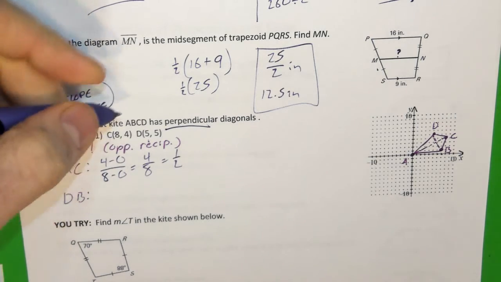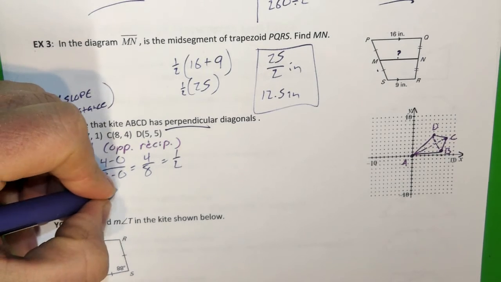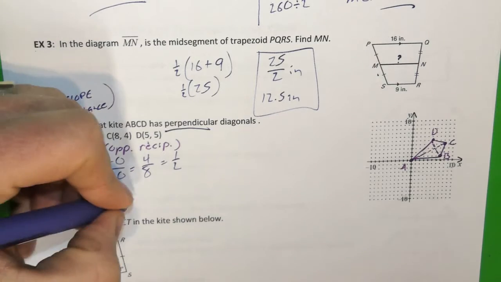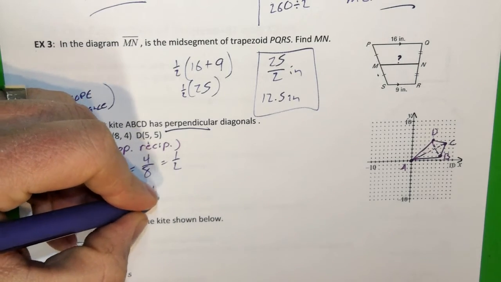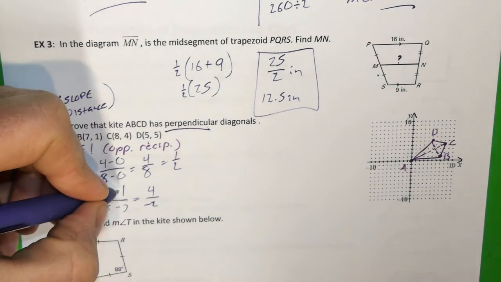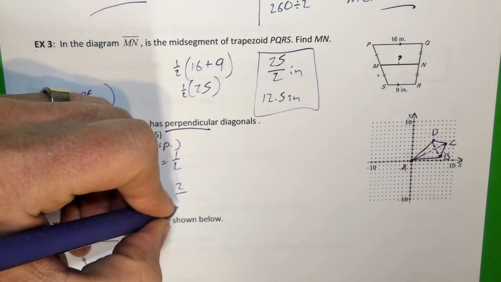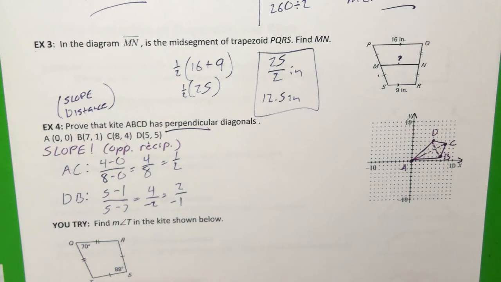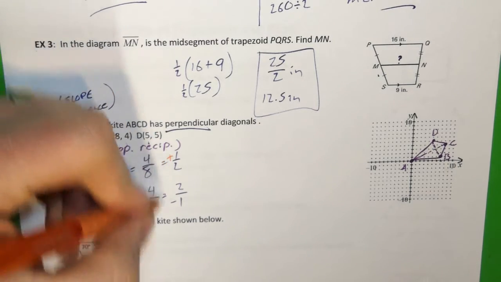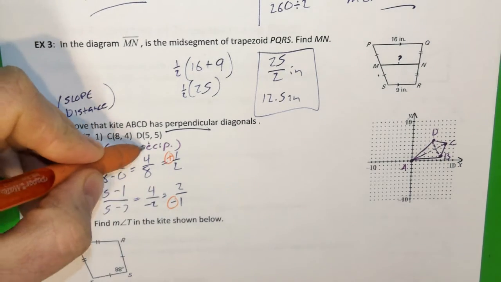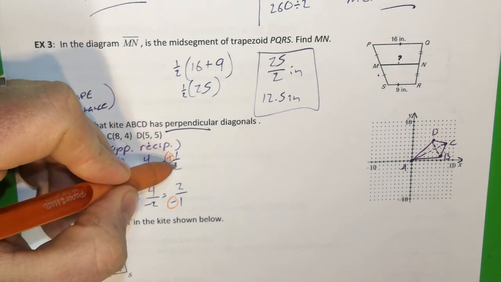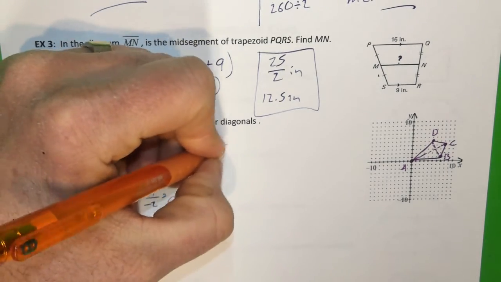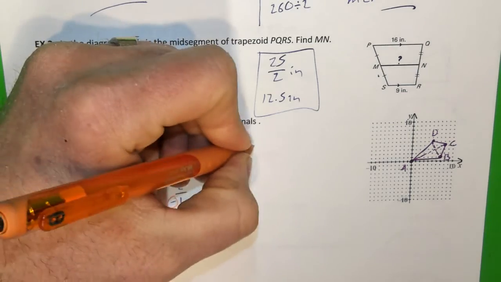Let me show you. So DB is going to be 5 minus 1 and 5 minus 7. That is going to give me the value of 4 over negative 2. Now this reduces as well. It's going to reduce down to 2 over 1, and it will be negative. The opposite part here refers to the fact that one of these was positive and the other one is negative. The reciprocal refers to the fact that one is 1 over 2 and this one is 2 over 1. So this is going to show you that AC is perpendicular to DB.